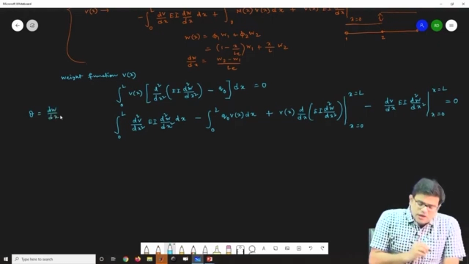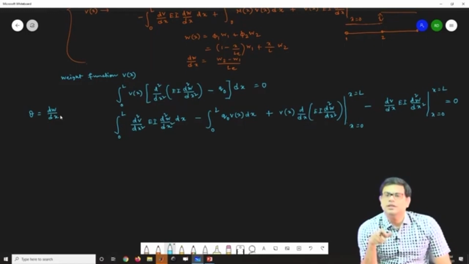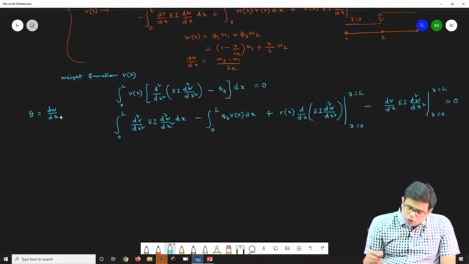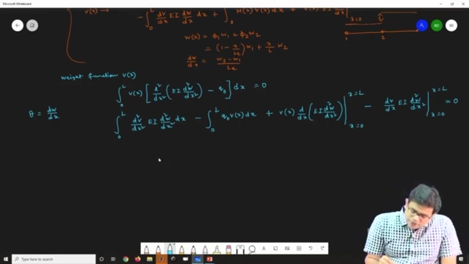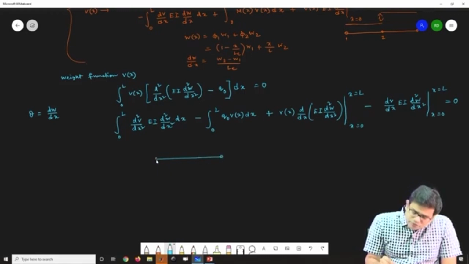So that is the requirement for the Euler-Bernoulli beam theory. So we have to consider theta as an independent variable here. To do that, we need an element. So let us first plan the element. Let us consider a two-node beam element.